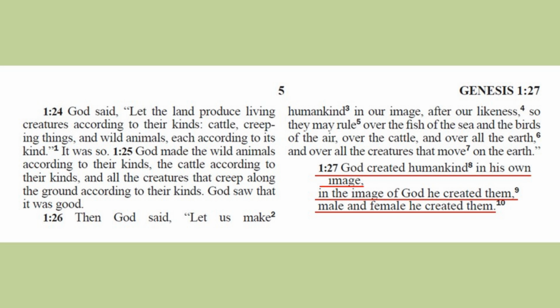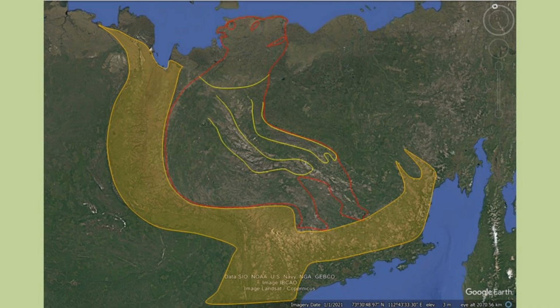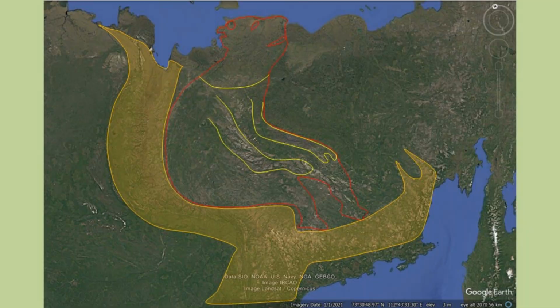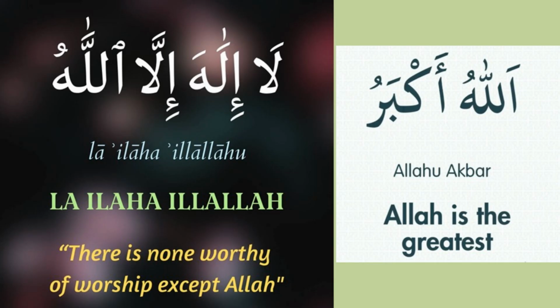This indicates that Allah subhanahu wa ta'ala is having a physical form and it resembles the physical form of humans. This is the image of Allah who is magnificently sitting on the throne of the universe. I request everyone to prostrate in front of Allah and say La ilaha illallah, meaning there is no God but Allah, and Allahu Akbar, meaning Allah is the greatest.